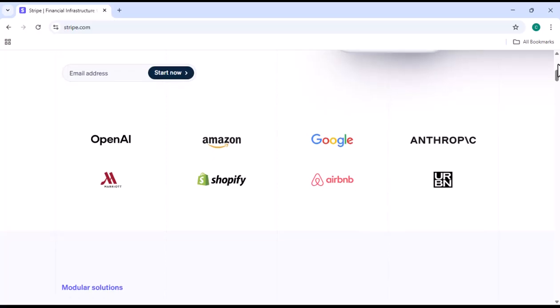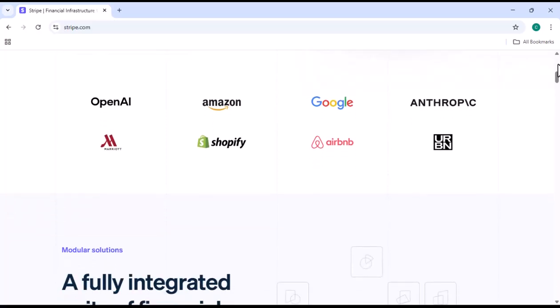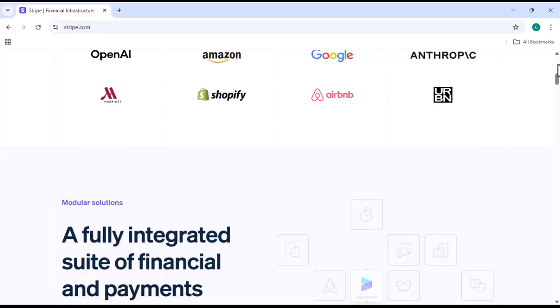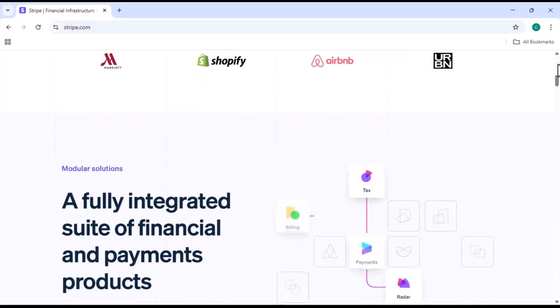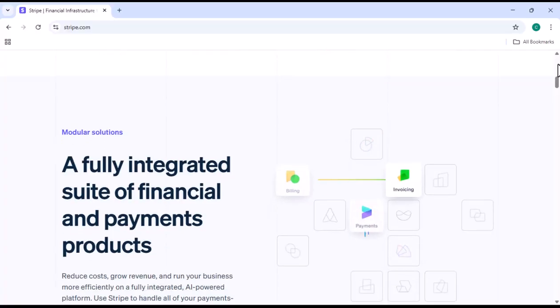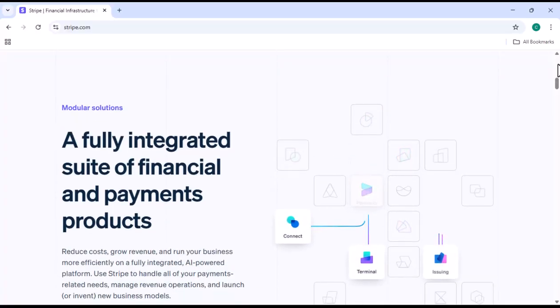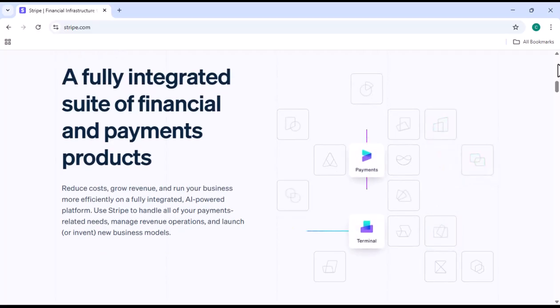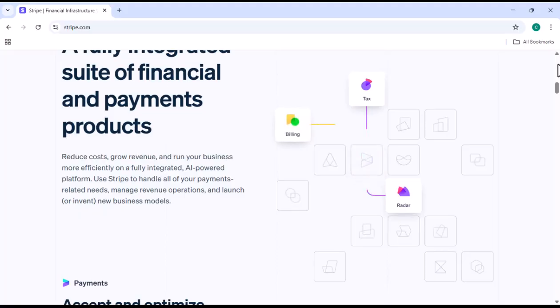So, for businesses considering using Stripe, understanding this minimum payment threshold is absolutely critical for your financial planning. Here's a quick checklist of what to consider. Your product or service pricing, currency considerations, volume of transactions, user experience versus fees, alternative payment methods.